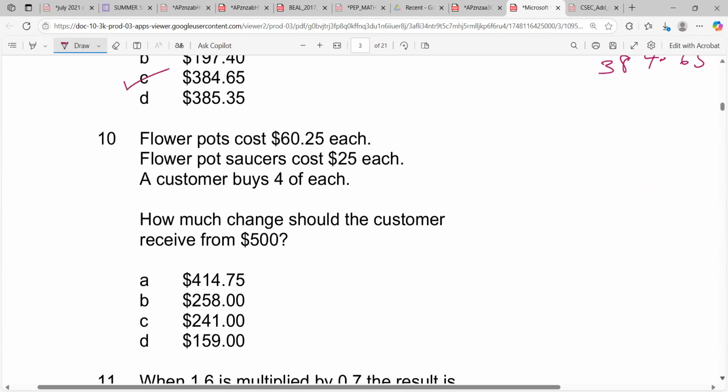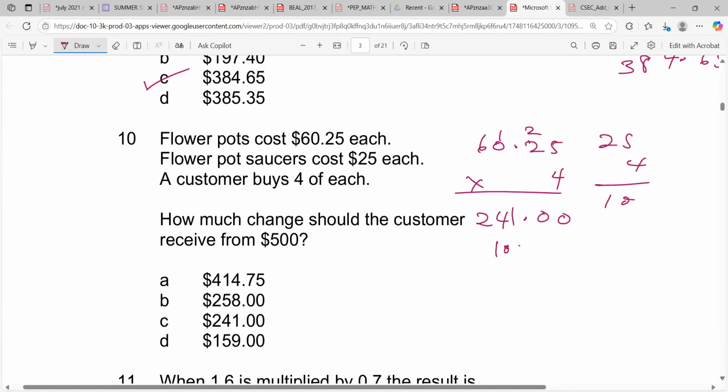Number 10 says a flower pot costs $60 each. Flower pot saucers cost 25 each. A customer buys 4 of each. How much change would the customer receive from 500? So I could work out the total they spend first. For 4 each, that means I times this by 4. 4 times 5 is 20. 4 times 2 is 8. 8 and 2, 10. 4 times 0, 0, and that 1. 4 times 6 is 24. So this will cost 241. And then now we have 25 times 4, which is $100.